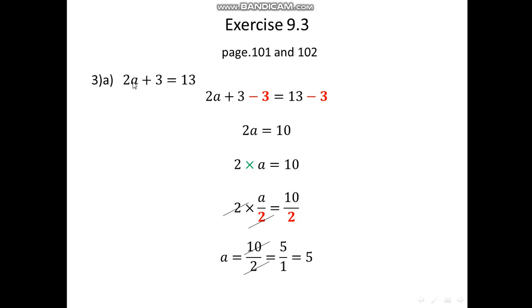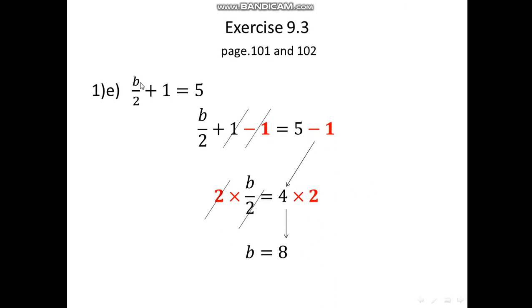This is a combined one. Okay, but it's the same steps. It's not hard. This is exercise 9.3, page 101. It is like that. I minus 3 here to get rid of 3 first, and I minus the other side also. Left me with 2a equal 10. So now 2 is multiplied by a equal 10. What I do, what's opposite from multiplication? Division. So I divide by 2, but also both sides. Okay, this leaves me with a equal 5.